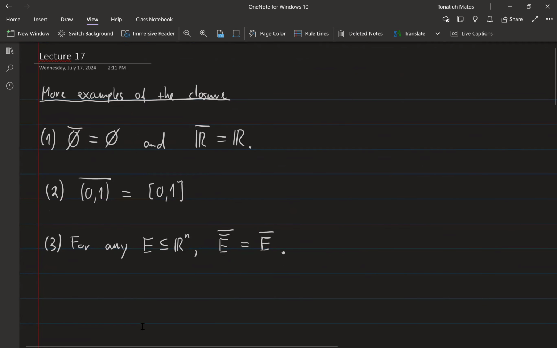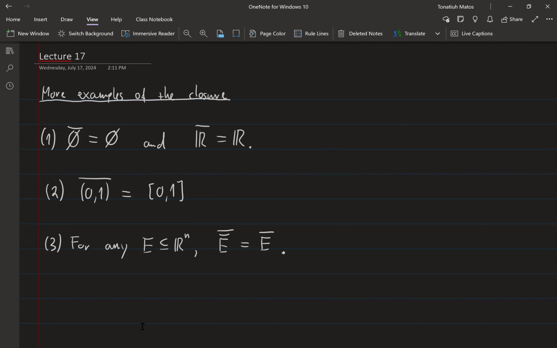So let's do some more examples, but now of the closure. We already talked about open sets, so it's time to consider the example of the closure operation. For any set of Rn, any subset of Rn, it makes sense to consider the closure of that set. So let's look at some examples to see if we can understand what it means.